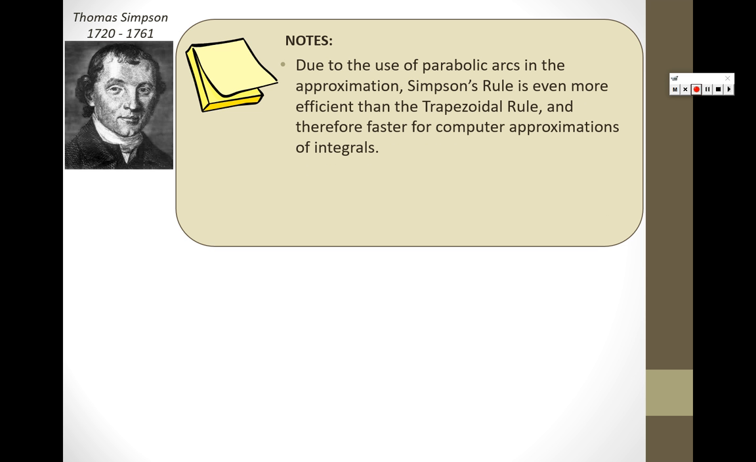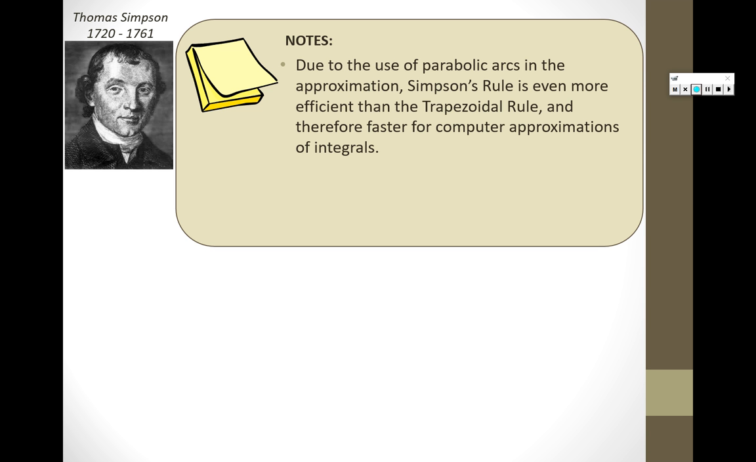Notes: due to the use of parabolic arcs in the approximation, Simpson's rule is even more efficient than the trapezoidal rule and therefore faster for computing approximations of integrals. I don't know what your calculator is using, whether it's Riemann sums, trapezoids, or Simpson's. Let's imagine that right now the calculator has been programmed to use Riemann sums. You know those times where we've pressed equals and it waits and waits? If somebody were to program Simpson's rule in, it wouldn't take that much time anymore. And maybe it's using Simpson's rule, and there's other versions.